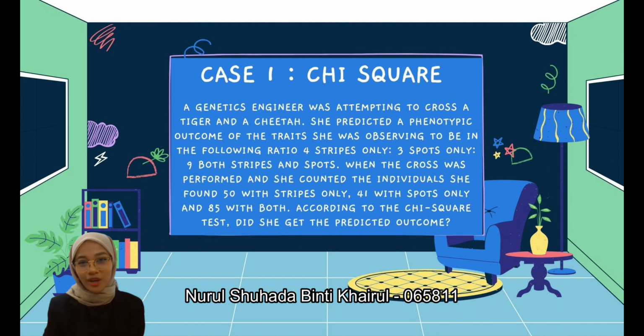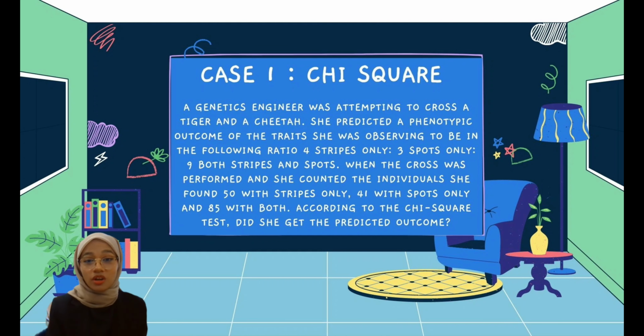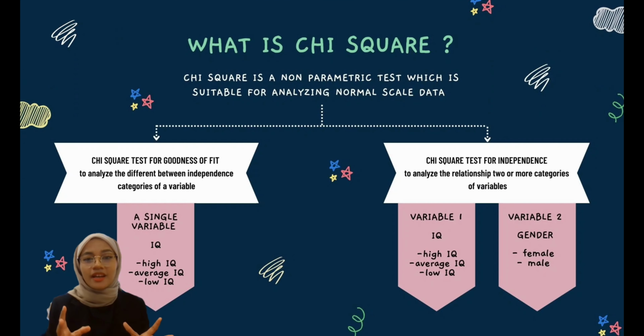And hello everyone. For the first case, we're going to talk about the chi-square test. So what is the chi-square test actually? The chi-square test is a non-parametric test which is suitable for analyzing nominal scale data.